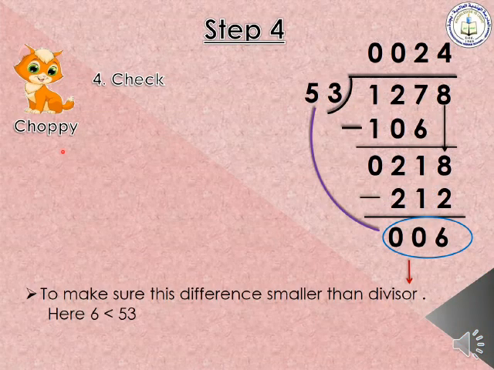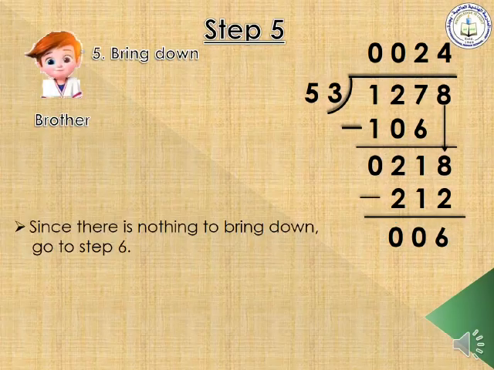Again we came back to our Choppy. Choppy is checking whether 6 is less than 53 or not. Yes, here 6 is smaller, so we can go to the next step. Now our brother tries to bring down, but in our dividend there is no other number to bring down. Every number is used now. Nothing to bring down, so go to the next step.